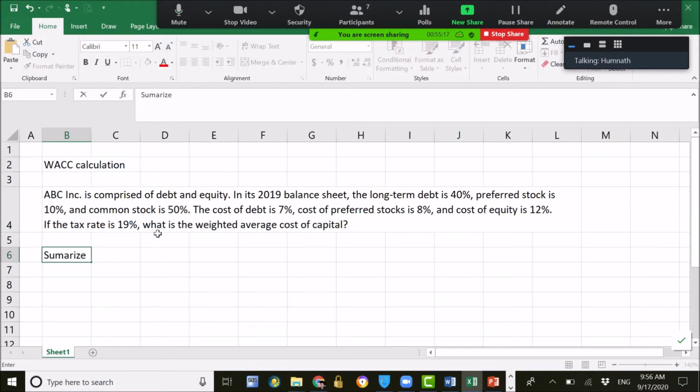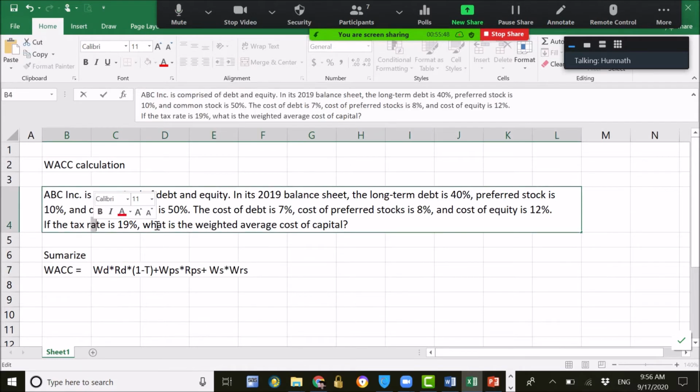So I'm gonna summarize this problem. Because I know that WACC equals WD times RD times 1 minus tax rate, plus WPS times RPS, plus WS times RS. I know this formula, right? So this is what you're going to calculate: the WACC, weighted average cost of capital.